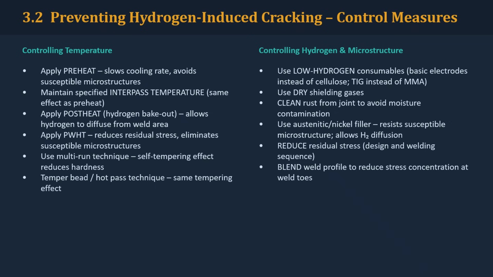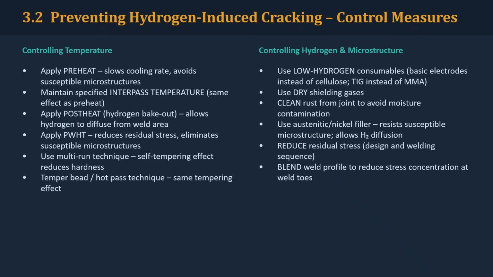Low hydrogen consumables must be stored and handled correctly. The joint must be clean and free from rust, moisture, oil and grease. Shielding gas quality and delivery must be controlled. Joint design and welding sequence should also minimize excessive restraint. Finally, weld toes may be blended where specified to reduce sharp stress concentrations.